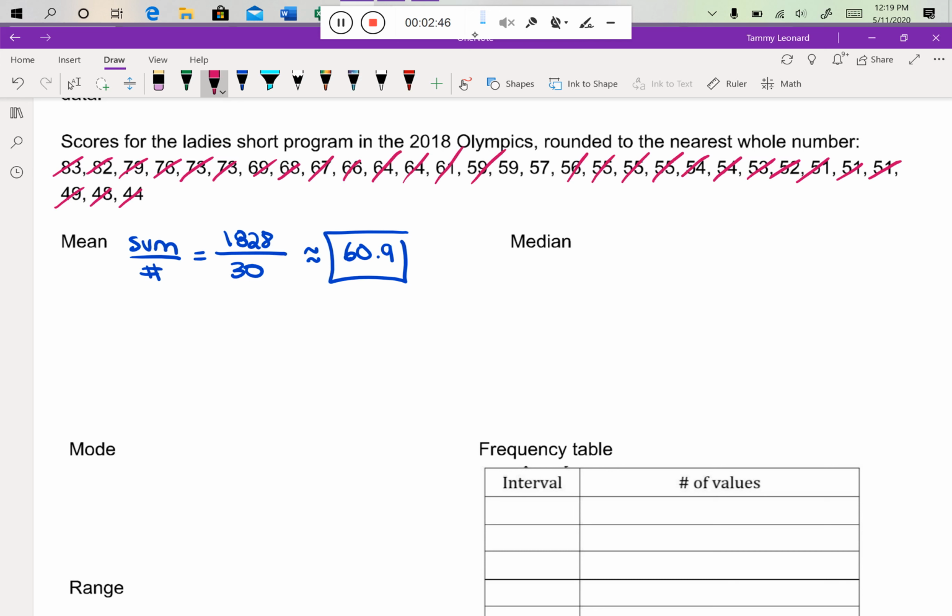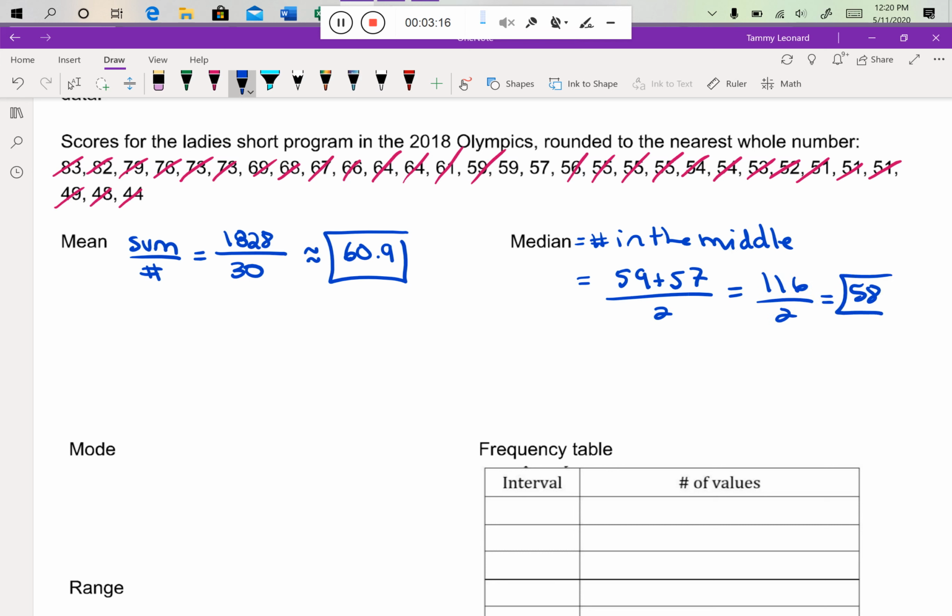So remember, for the median, we are looking for the number in the middle, the literal middle, when the numbers are listed from least to greatest. Well, we don't have a literal middle. We have two numbers at the middle, 59 and 57. So we take the mean of those two numbers, so we add them up and we divide by 2. Well, that's going to give us 116 divided by 2, or 58. So the median score for all the competitors was a 58.